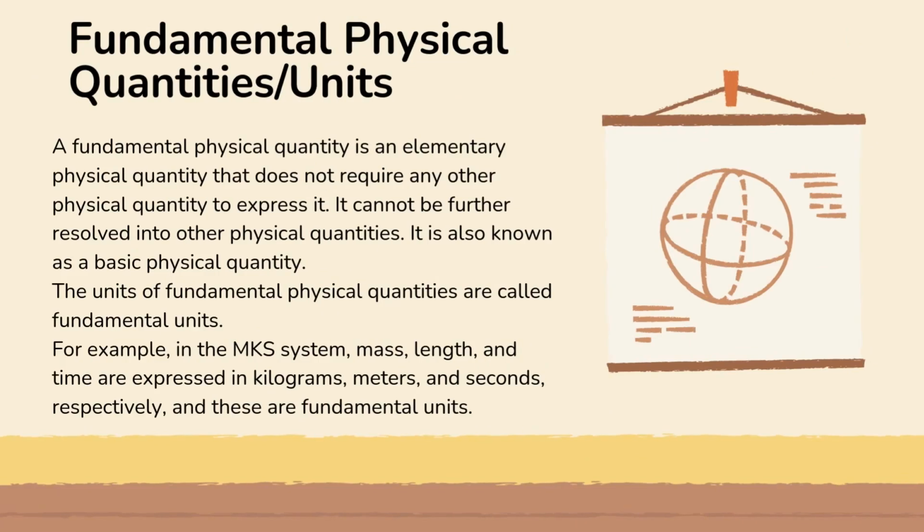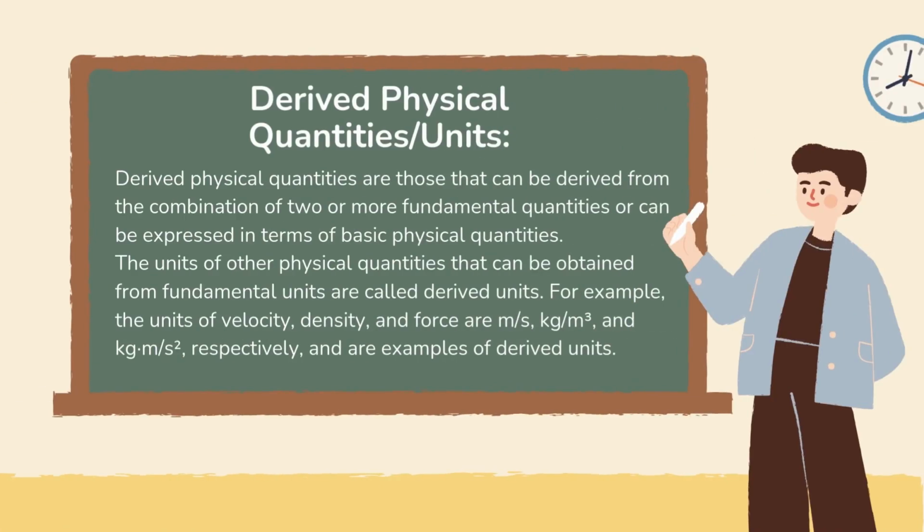Moving forward with fundamental physical quantities and units. A fundamental physical quantity is an elementary physical quantity that does not require any other physical quantity to express it. It cannot be further resolved into other physical quantities. It is also known as a basic physical quantity. The units of fundamental physical quantities are called fundamental units. For example, in the MKS system, mass, length, and time are expressed in kilograms, meters, and seconds, respectively, and these are fundamental units.